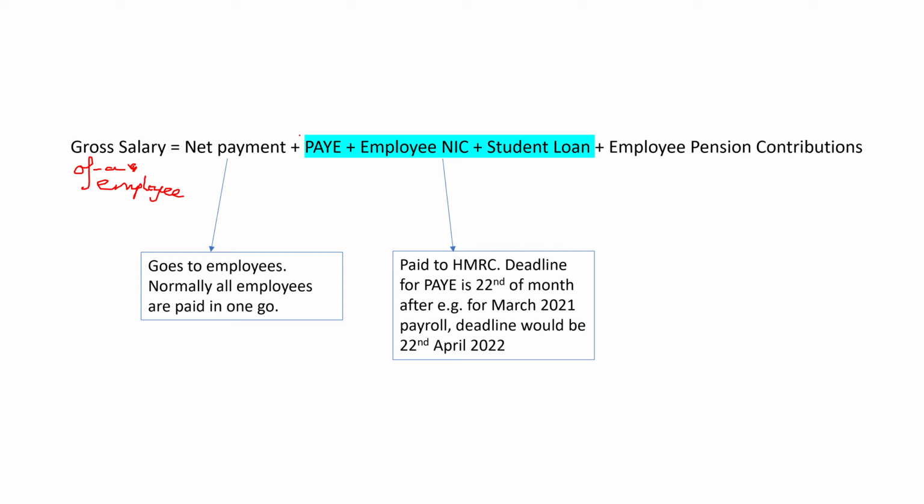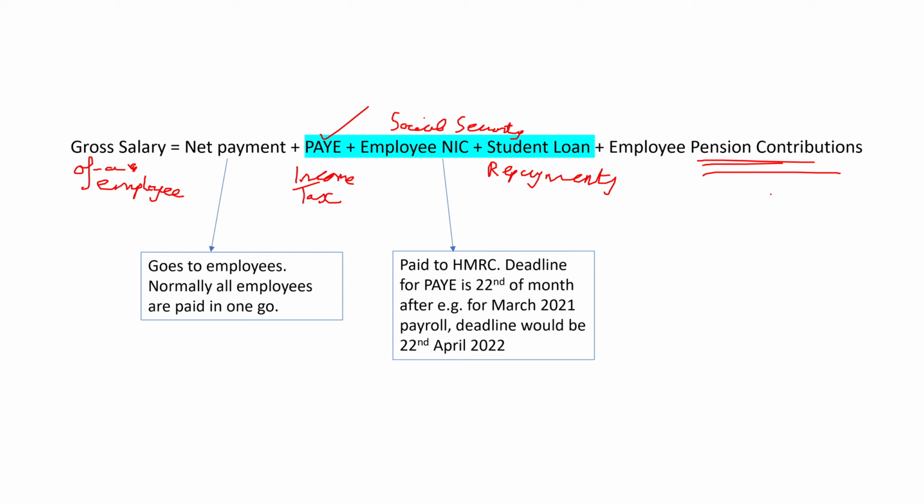Now, within gross, the deductions that need to be made are PAYE, which is income tax. We call that income tax. Pay as you earn. Employee NIC, which is social security contributions, so it's a type of tax in a way. Any student loan repayments. There could be multiple deductions, but these are the three main ones that I've seen when I've been auditing companies. And also he'll have to pay towards his own pension.